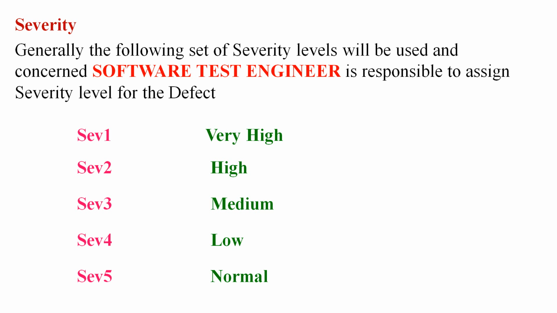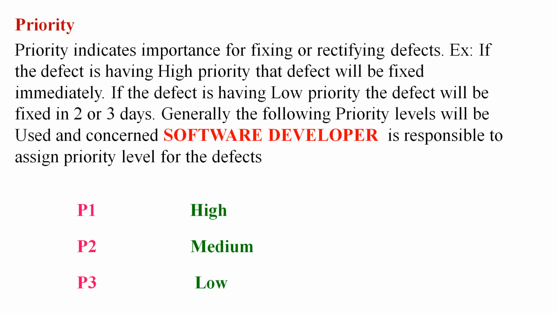Immediately they have to resolve the defect. If it is a Sev 4 or Sev 5, they can take the time, even after implementation, to do the fixing of the defect. If it is a Sev 3, they can take 3 to 4 days. If it is a Sev 2, they can take 1 or 2 days. Same for very high, medium, low, normal. Clear? This is about the severity levels.